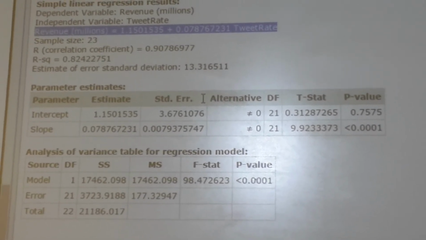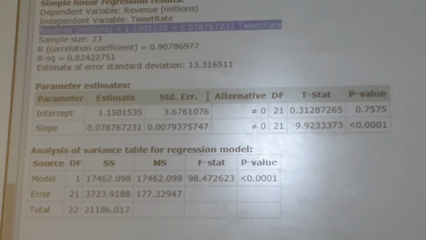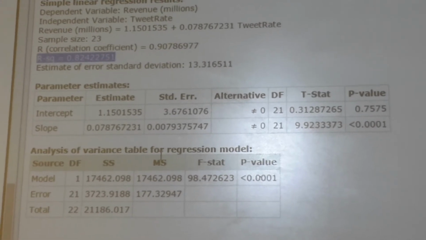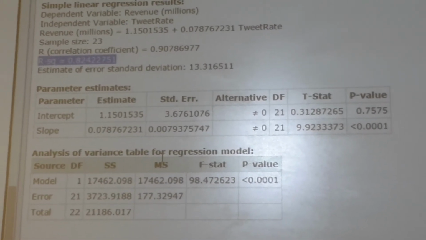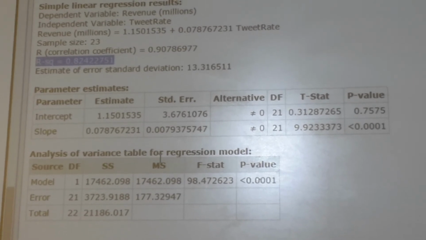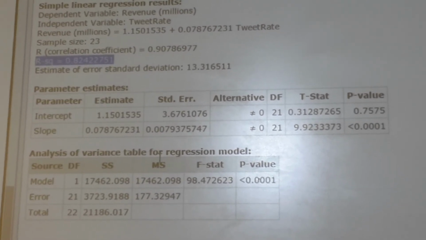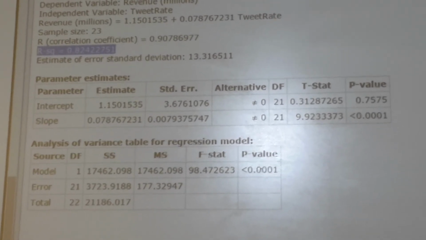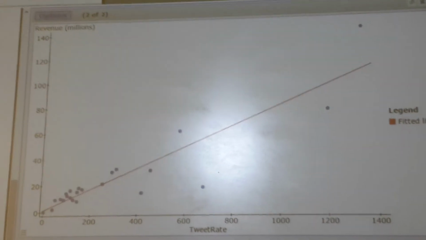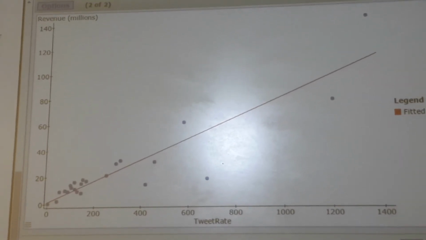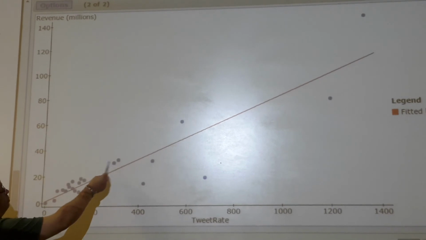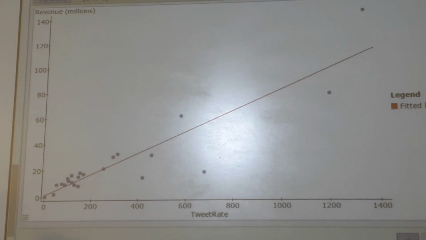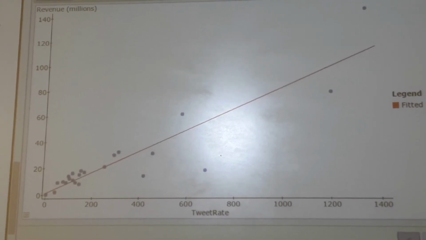And here we can see on this one that the R-squared value is 82%. Just the level of tweets alone explains about 82% of the variability in those opening weekend revenues. And if we were to look at the graph by clicking on the little arrow down here, you can see that most of those dots, except for the ones that were very, very high, but most of those dots, especially down here towards the left, line up very, very well with that predicted line.